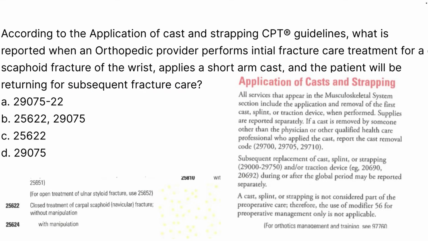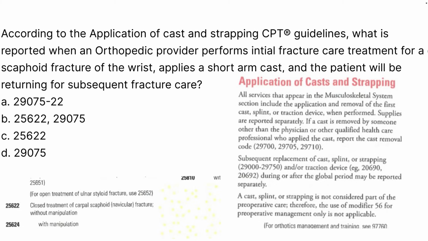According to the application of cast and strapping guidelines, the first cast is included in the fracture or dislocation treatment code. No separate code is reported for the first cast applied by the treating physician. If a cast is removed by another provider, you could report a removal code. Okay. In this case, 25622 includes closed treatment and short arm cast application for the scaphoid fracture. 29075 is not separately reported in this case.